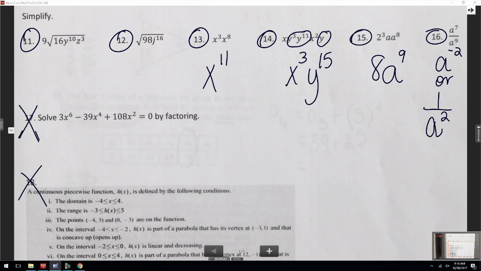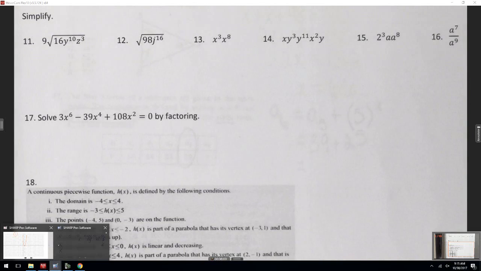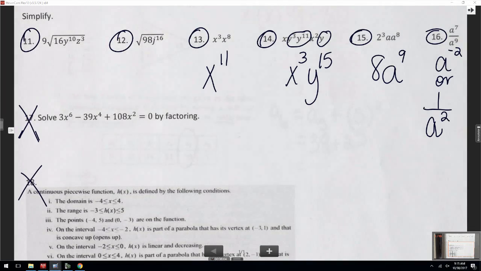196 does not divide into 98. Okay, guys, do you have your calculators? 98 divided by, and what is a perfect square? 49. Very good. And that divides and gives you how much? 2. There you go. Alright, so this would be 49 times 2.